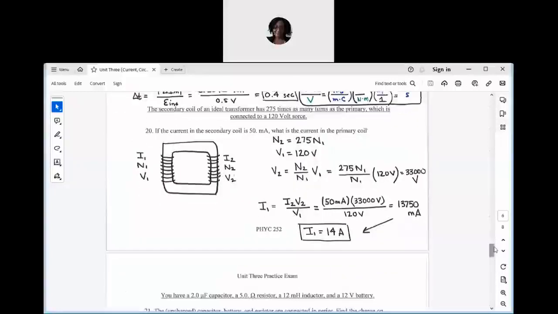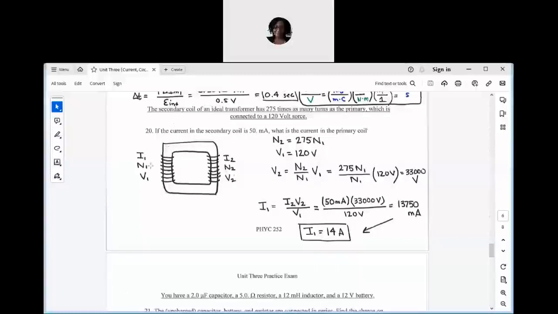We have an ideal transformer here in question 20. All I know is that the secondary coil has 275 times as many turns as the primary. So I don't have a given value for N1 or N2, but knowing the ratio is enough. The fact that the secondary coil has 275 times as many turns as the primary means that this is a step-up transformer that will make a small voltage large.